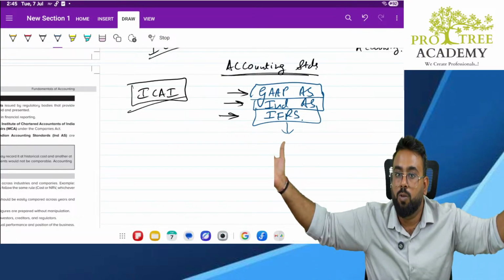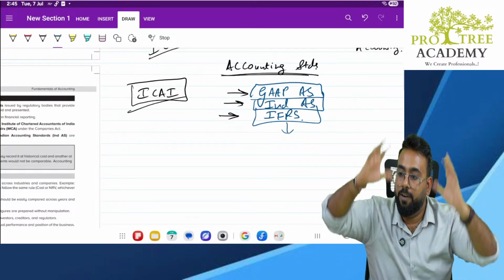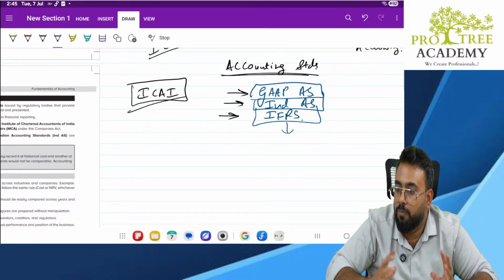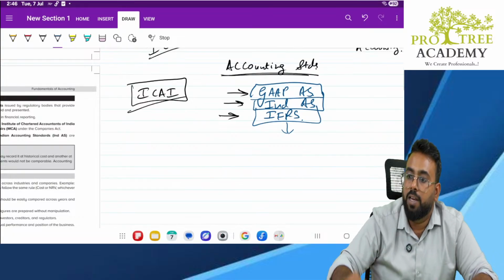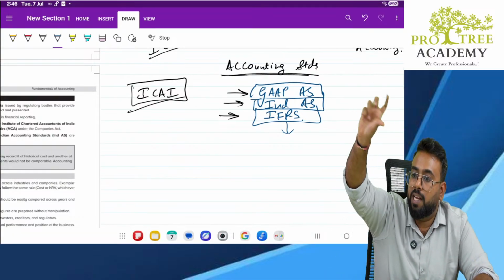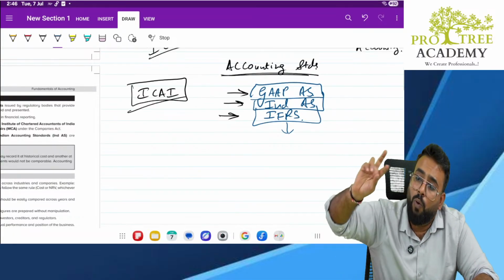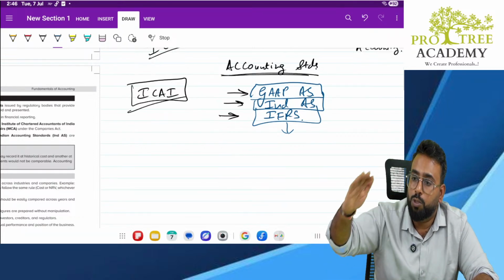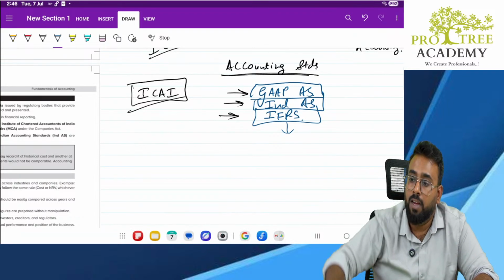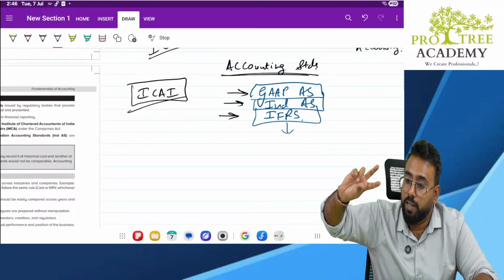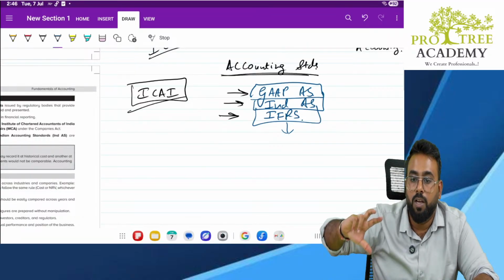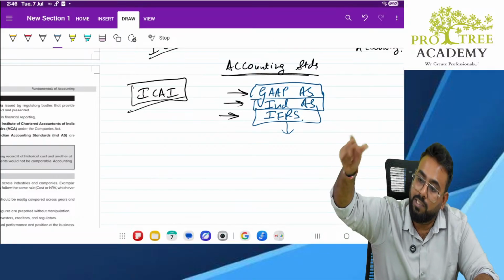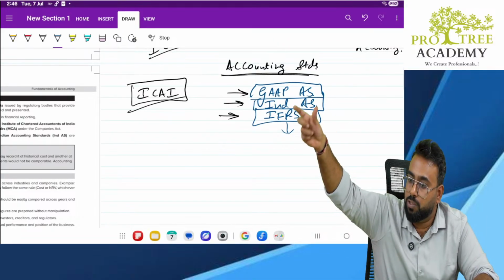Correct? So all those bodies came together and formed a committee or a group. Clear? Now that group prescribed this IFRS. Why, sir? What was the need of this group to prescribe IFRS? What happened was, post the 2008 era, globalization increased. That means Wipro is there in India, Wipro is there in the US also, TCS is there in India, TCS is there in the US also.